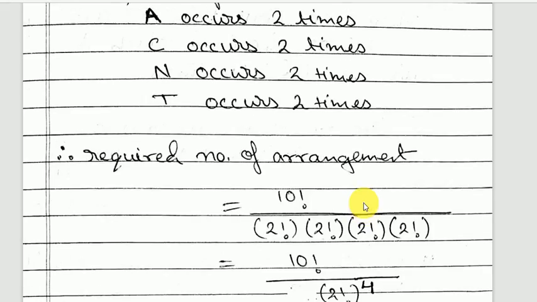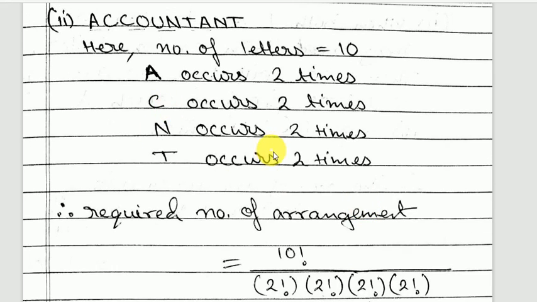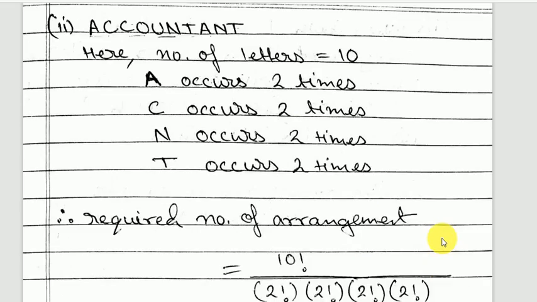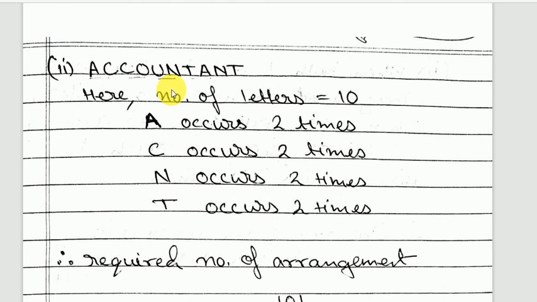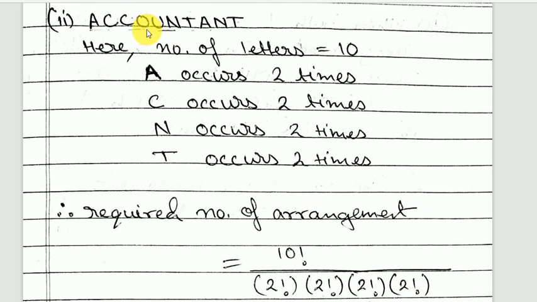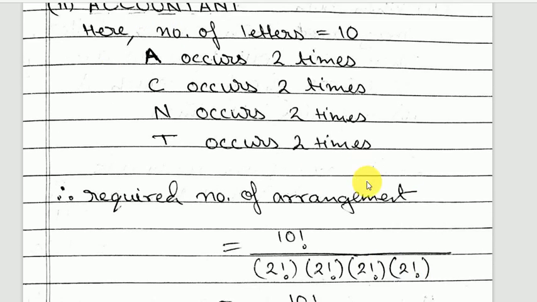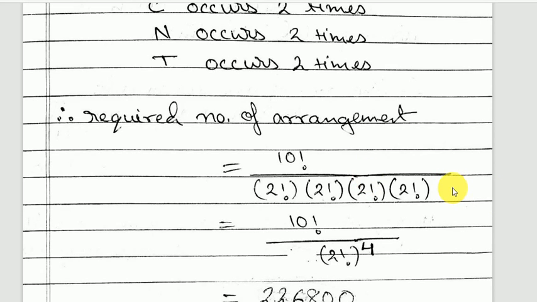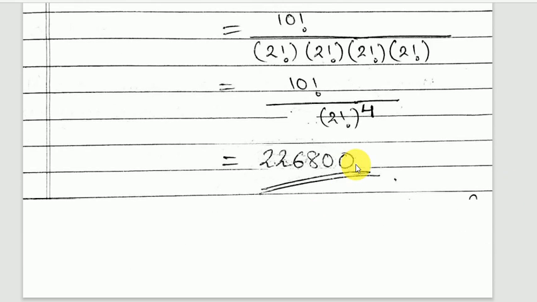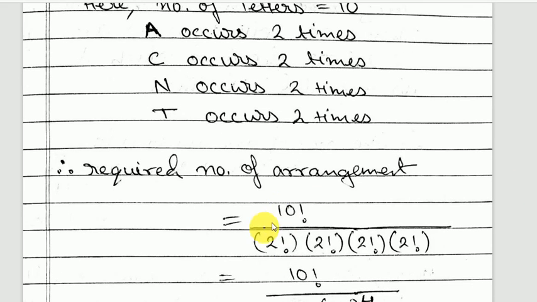Then upon, you see A is repeated 2 times, so factorial 2. C is 2 times, so factorial 2. N is 2 times, so factorial 2. T is 2 times, so factorial 2. For the rest, even if you don't write, it will do because they are not repeated. O is only once, U is only once, so there's no need of writing factorial 1, factorial 1. Now solve this and you will get the answer. So this is all for this lecture.